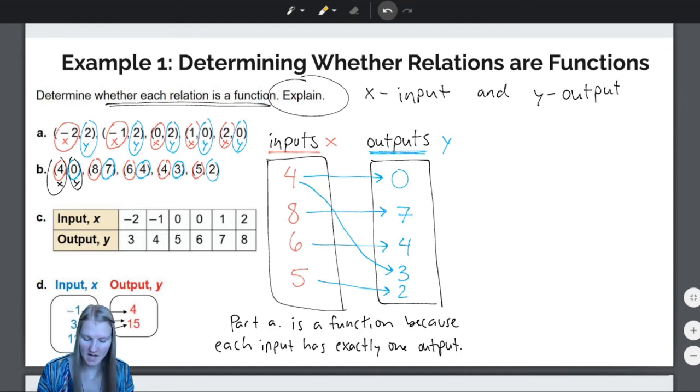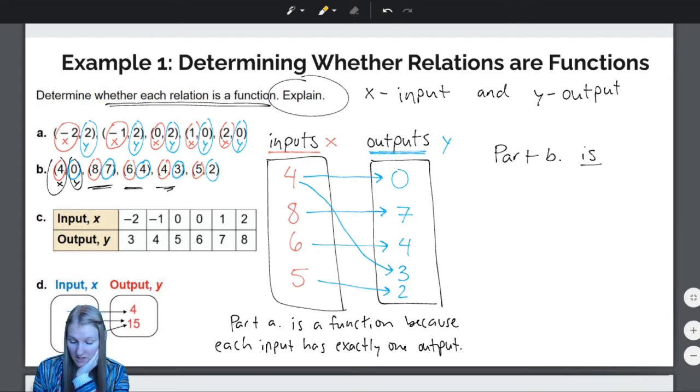Okay, now we're done. We put all of the points. We have the x's and the y's, and we have the arrows connecting them. Is this a function? Part B is or is not? What do you think? Part B is or is not a function. What do you think? Pause the video and think about it for a second.